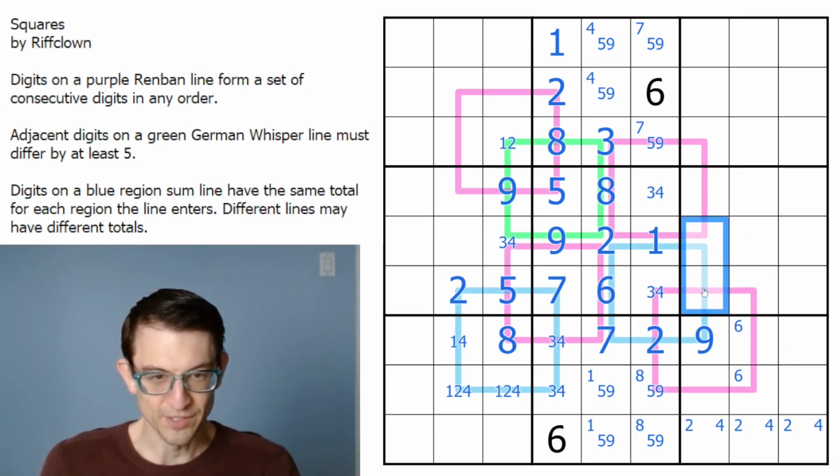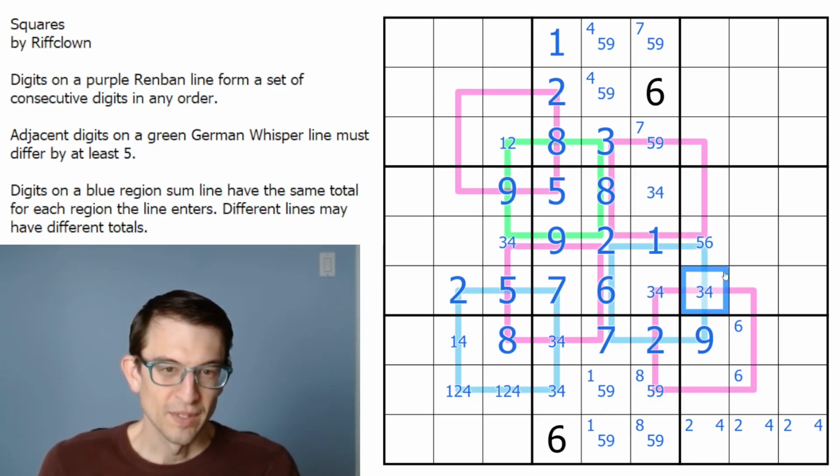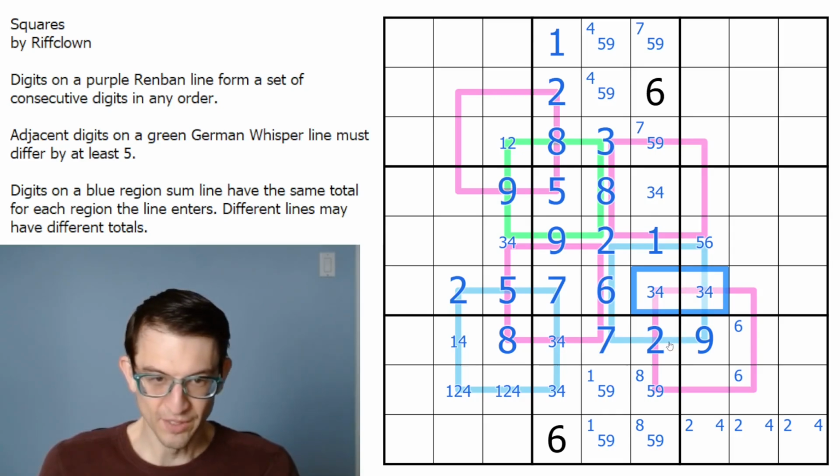Maybe I should think about what this sum could be. So this cell is pretty restricted. It could be 1, 3, 4, or 8 across from that. So this can't be 8 because I'll put a 1 here, which see there. So this is 5, 6, or 8, which is on this Renban, so it can't be 8. So now I've got this 3, 4 pair here on the Renban. That's good. This 9 means that's not 9.